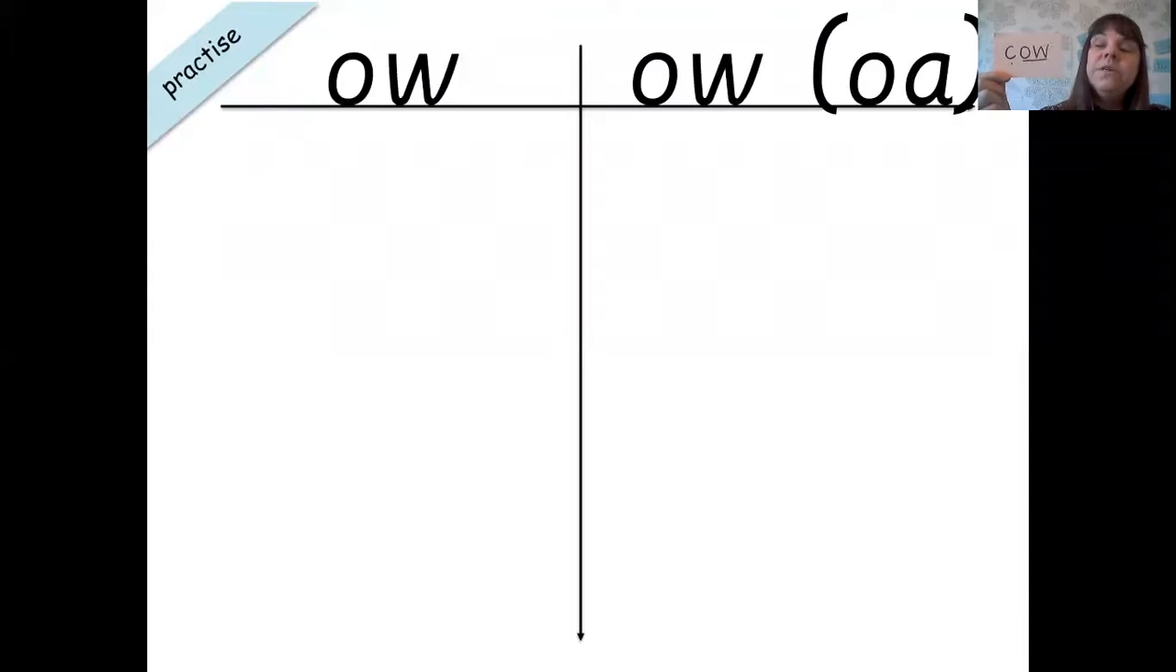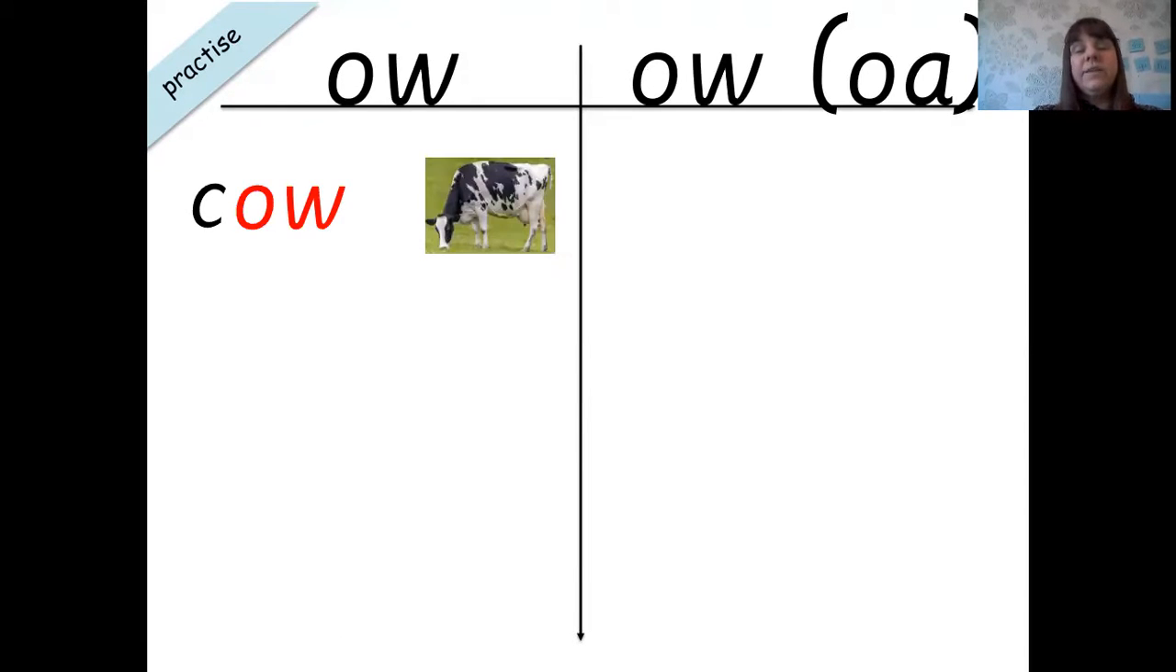So my first word is here. Can you read it without me? C-ow, cow. Does it go under the ow column or the oh column? The ow or the oh sound? Ow. Cow goes under the ow. Did you get it correct?